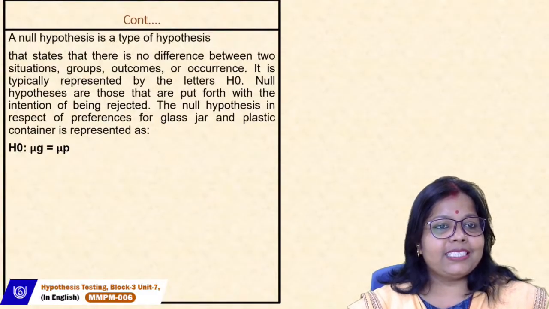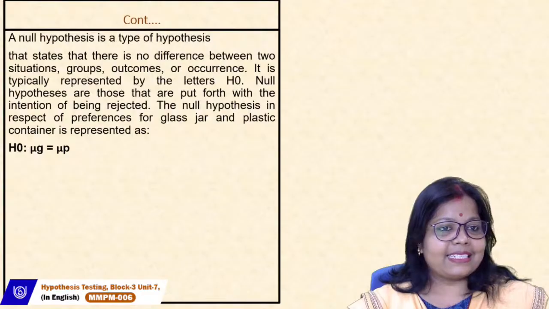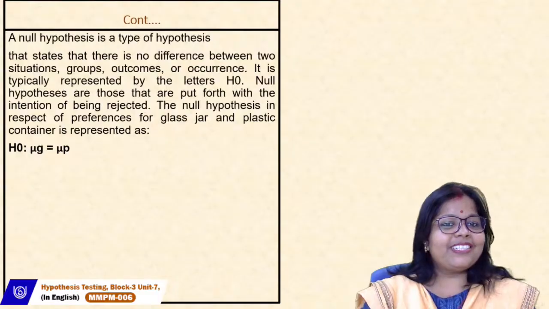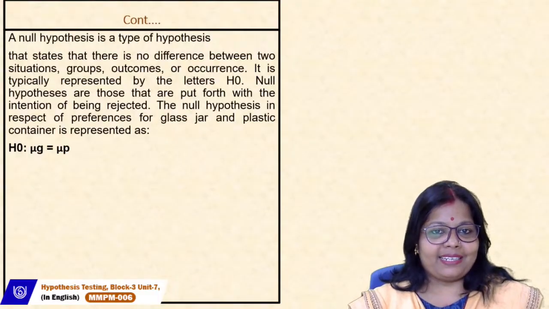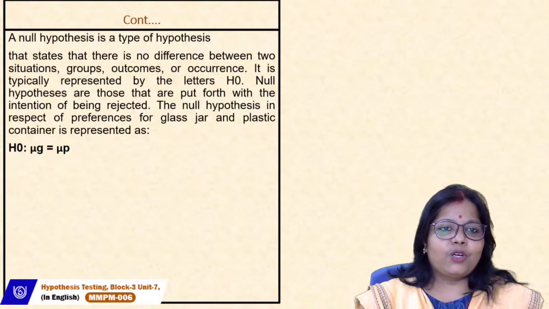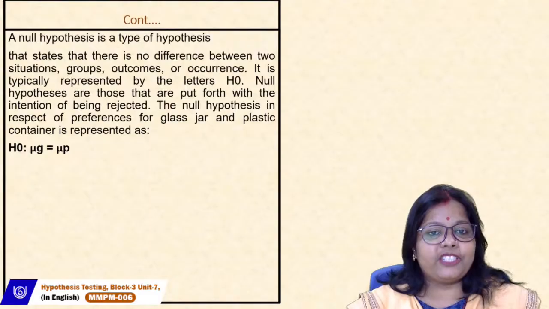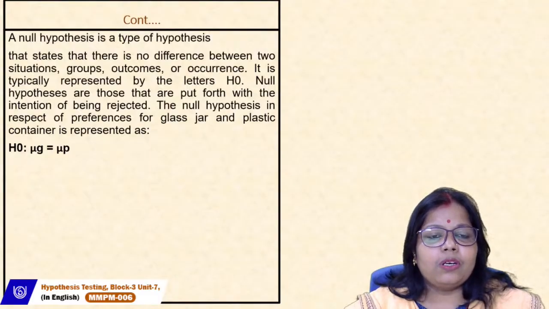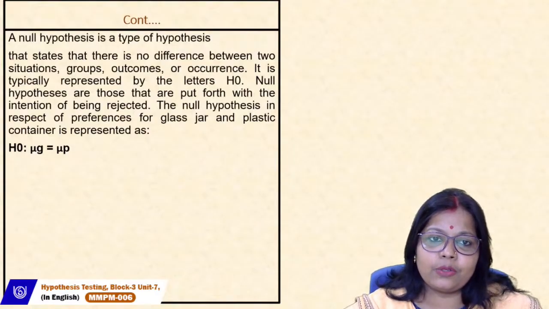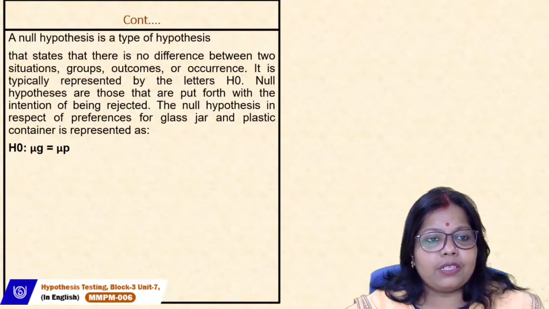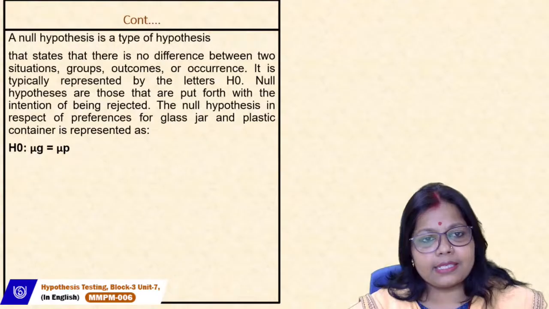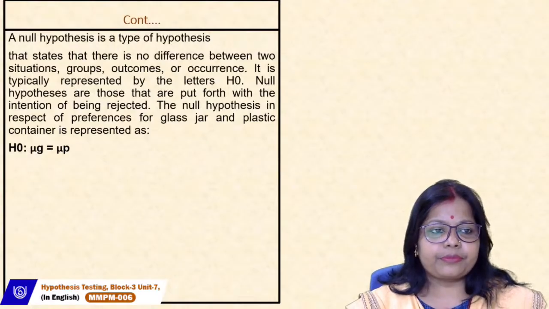So a null hypothesis is a type of hypothesis that states that there is no difference between two situations. What we have seen here. The first statement, that there is no difference, is known as the null hypothesis, which is represented as H0. H0, or the null hypothesis, always says what is there in the theory. It is a status quo situation. What the question is saying, it is there. So there is no difference.